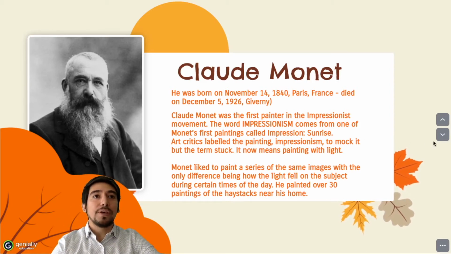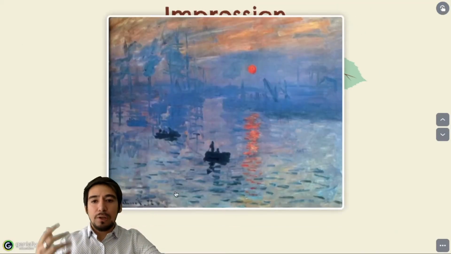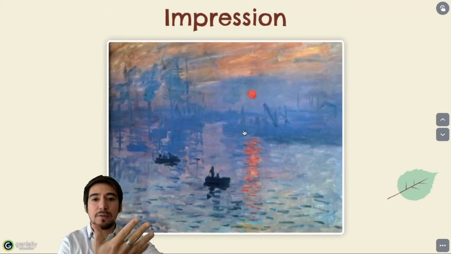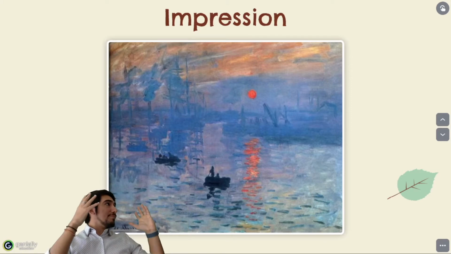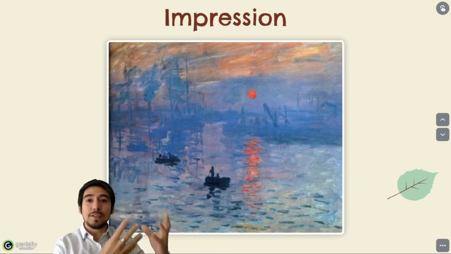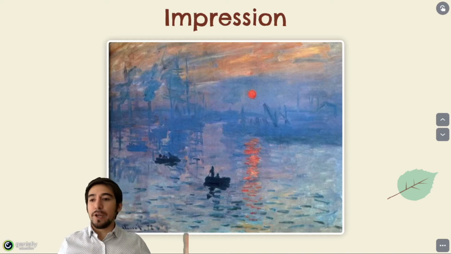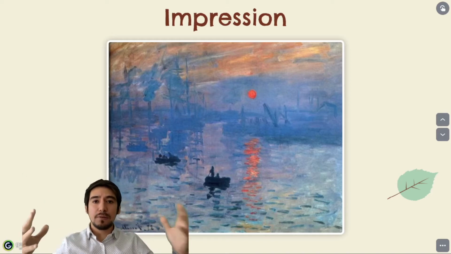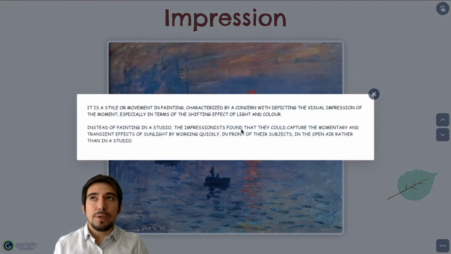Now that we know all this, that he was the father of Impressionism, let me tell you that Impression, Sunrise, is how everything started. This was the first painting, okay? So everything, this is where Impressionism comes from, all right? So Claude Monet, thank you for this. Amazing, amazing. So let me tell you about what Impressionism is.